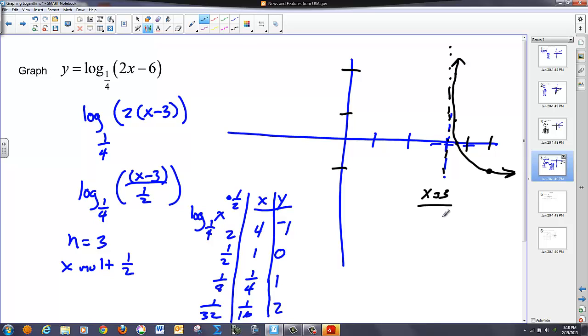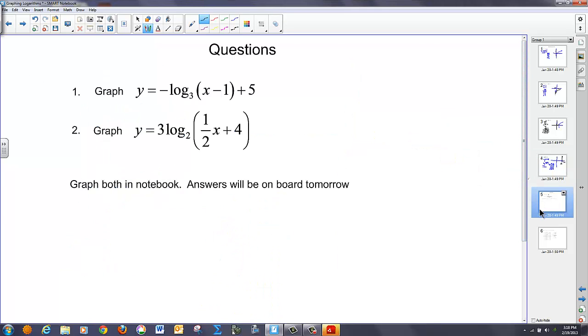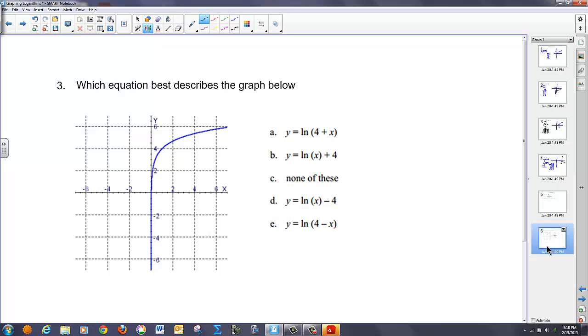And that's all I've got for you today. Here are the first two questions. They're graphs, so I want you to just put them in your notebook, and I'll put the answers up tomorrow. And then the third question is a multiple choice, where I want you to match the graph with the functions on the right.